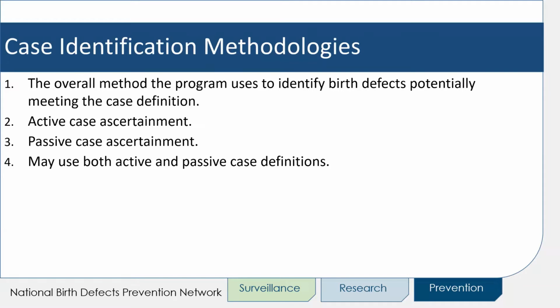There are two types of ascertainment methods: active case ascertainment and passive case ascertainment. Note that programs could use an ascertainment method that combines features of both active and passive ascertainment methods.